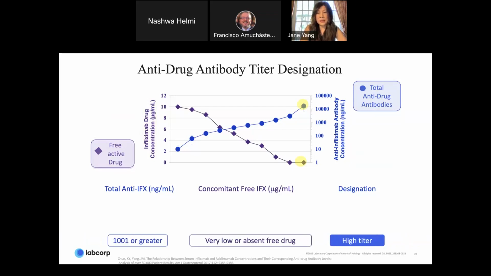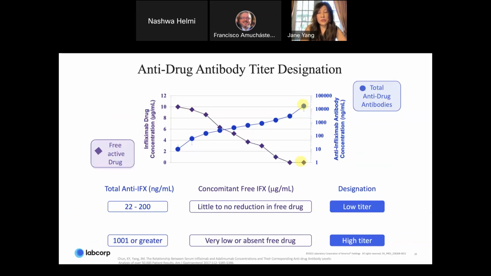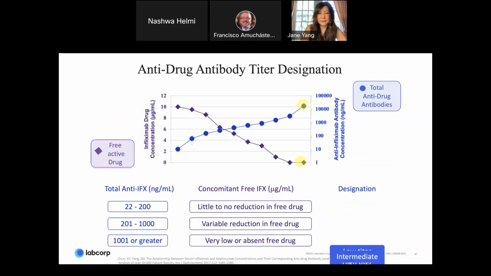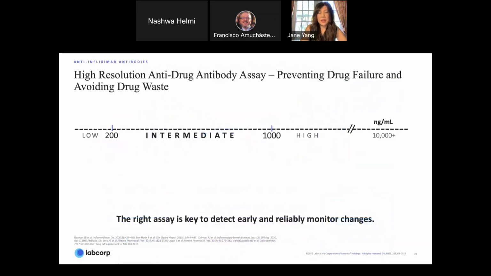When anti-infliximab antibodies are in excess of 1,000, almost invariably the concomitant free drug is very low or nil. These are high titers. When antibodies are 200 or less, the average free drug is preserved. These are low titers. Antibodies between 200 and 1,000 are intermediate. As our collaborators at Cincinnati Children's have shown, low and intermediate titer anti-infliximab and anti-adalimumab antibodies, as measured by our assays, are often reversible.